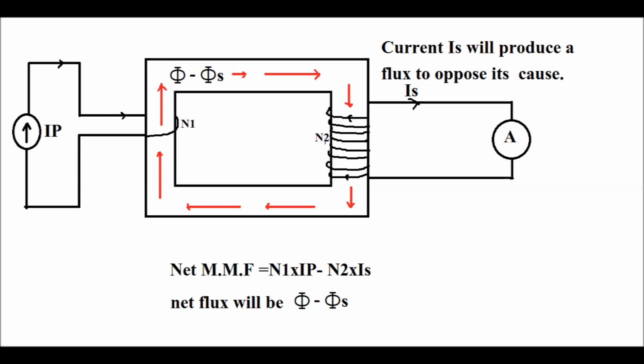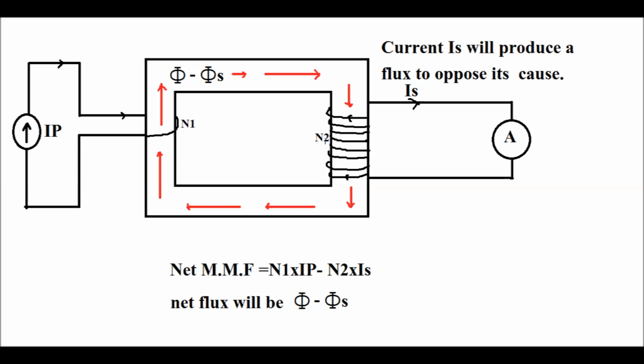IS is the secondary current which flows in the secondary side of the current transformer. Now if IP flows in the primary winding, and the number of turns in the primary side is N1, then IP will produce an MMF in the primary winding equal to N1 into IP. This MMF will produce a flux in the core, equal to phi. This flux will link to the secondary winding of the core.